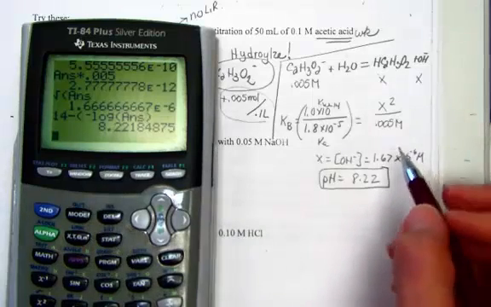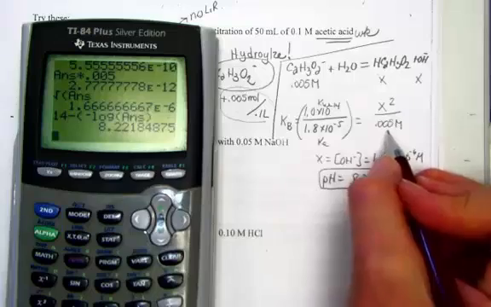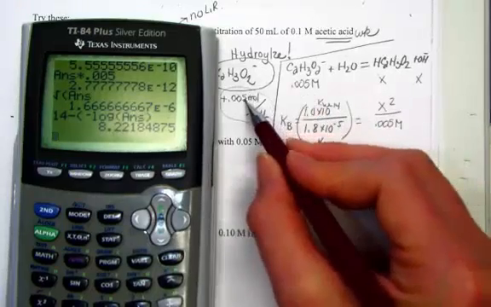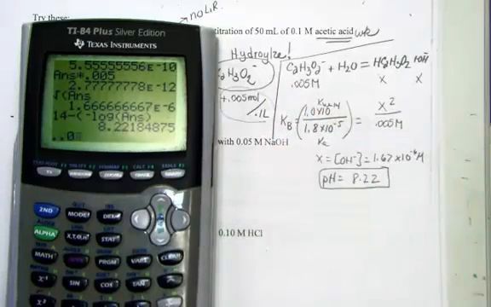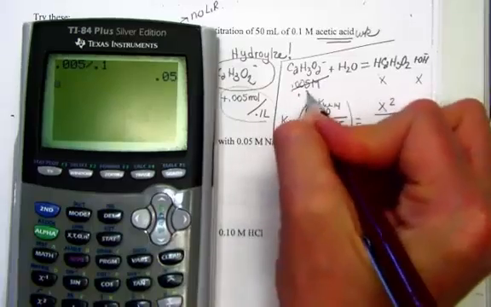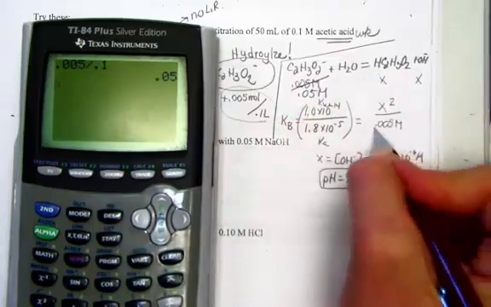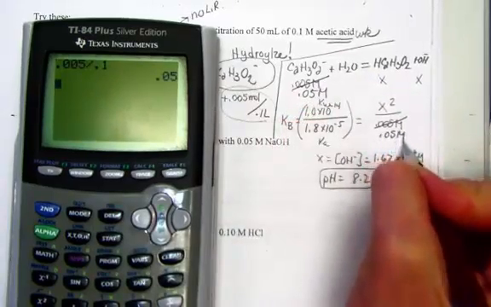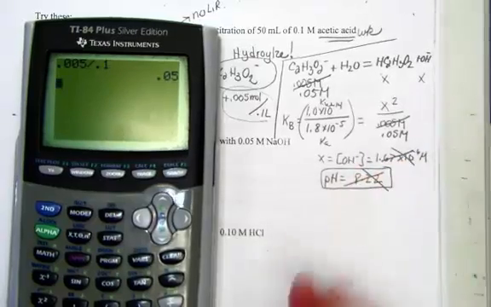Now I think I made a mistake. I'm going to come back. If you're still listening, if I cross-multiplied here, 0.005 divided by 0.1 turns this into 0.05 molar. And let me re-hit.